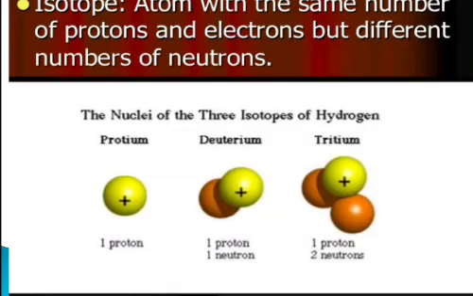Now the last topic, not the least but the last, is isotopes. Atoms with the same number of protons and electrons but a different number of neutrons are called isotopes. Look at the nuclei of the 3 isotopes of hydrogen. What do they have in common? They all have 1 proton but a different number of neutrons. The first nucleus has no neutron, the second has 1 neutron, and the third has 2 neutrons. So they have different numbers of neutrons and different mass numbers.